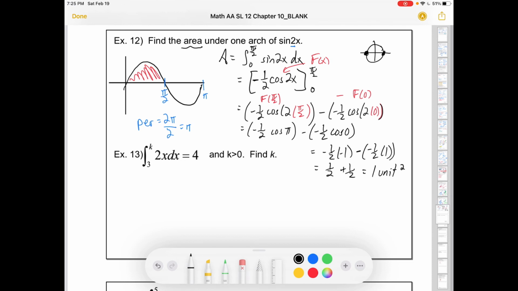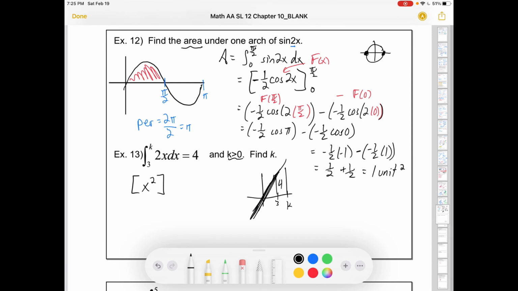For 13, this looks really confusing. So, I mean, I've got some sort of function that looks like this. And essentially what they've told me is that between 3 and k, there is an area of 4. Okay, and they told us that k is greater than 0. It's actually true that there may be another answer somewhere back further that has a net signed area of 4. But they've told us here k is positive. So we can just set this up normally.